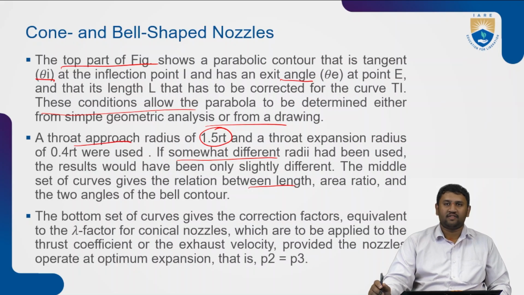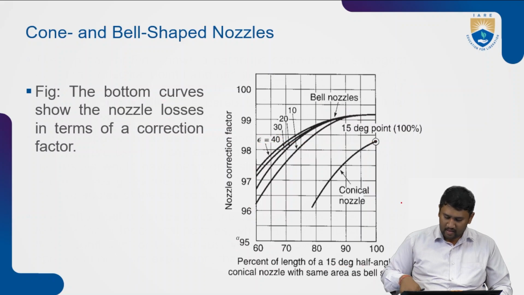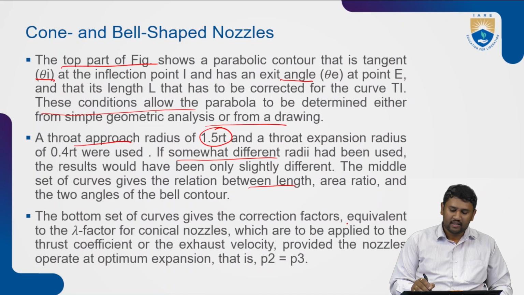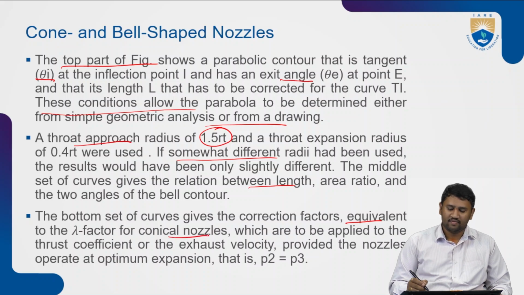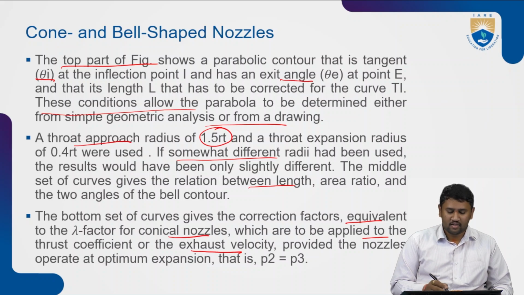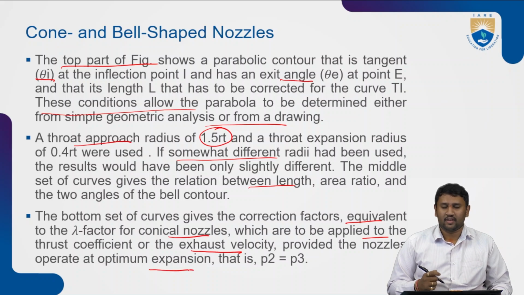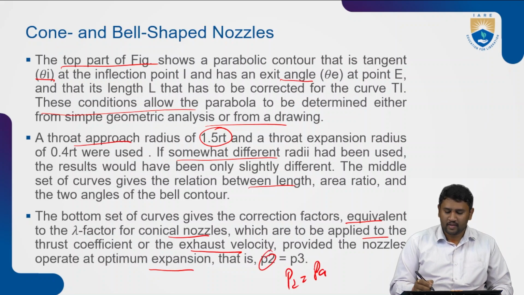The bottom set of curves, particularly this one with the correction factor, gives the correction factors equivalent to the lambda factor for the conical nozzles, which are to be applied to thrust coefficient or the exhaust velocity, provided that the nozzles are optimized or operated under optimum expansion, that is P2 equals P3 or P ambient.